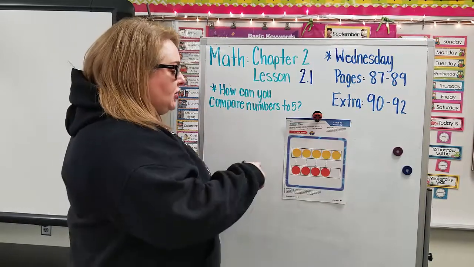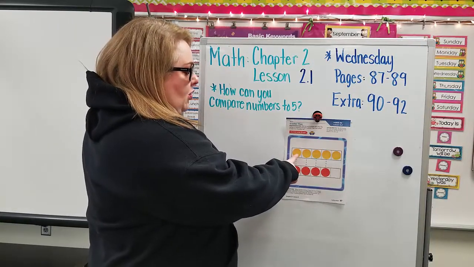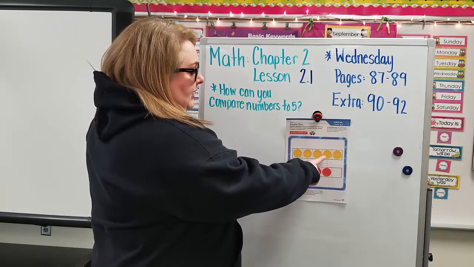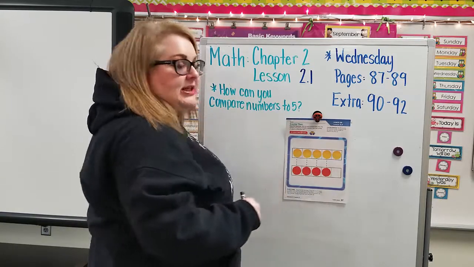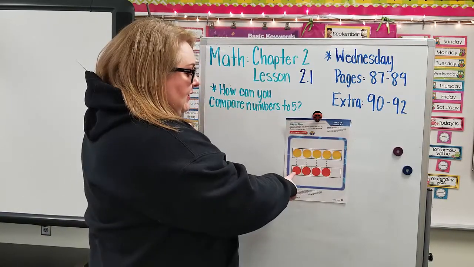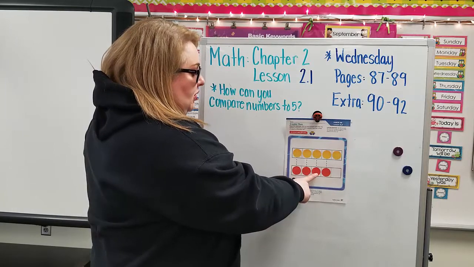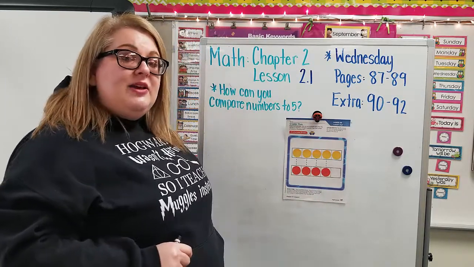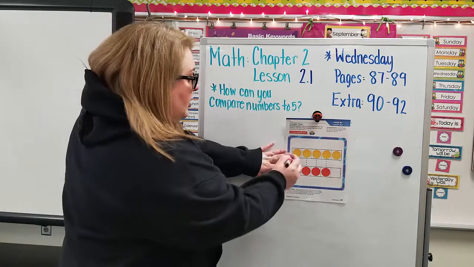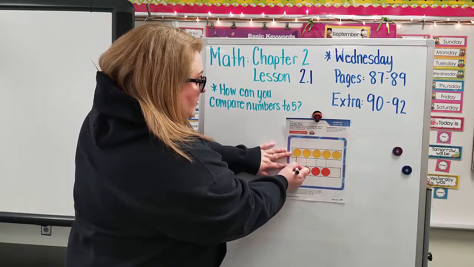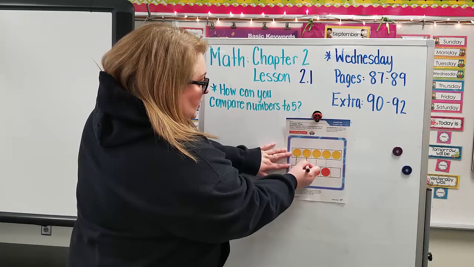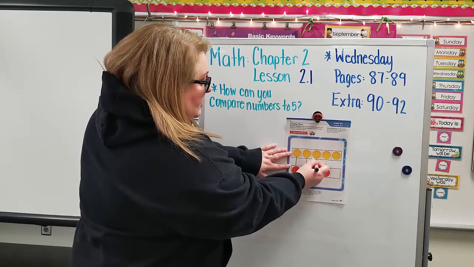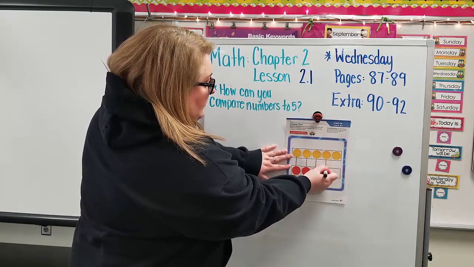Okay, so I'm going to grab my crayon and we're going to look at the yellow counters first. So it looks like we have, let's count together, 1, 2, 3, 4, 5. So it looks like we have 5 yellow counters. Let's look down here. We have 1, 2, 3, 4. So it looks like we might have more yellow counters than red, but let's double check. We're going to draw a line from the top yellow one to the bottom red, top yellow to the bottom red, top yellow to the bottom red, top yellow to the bottom red.